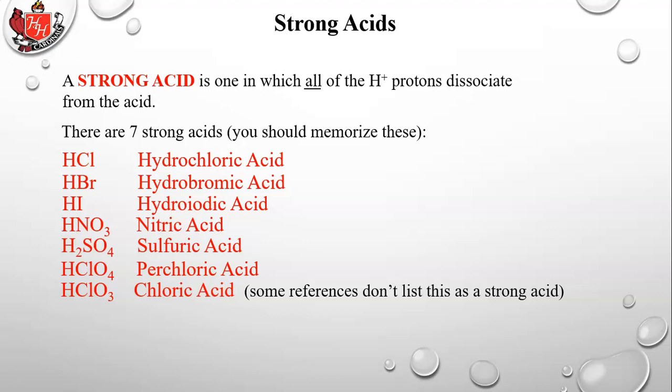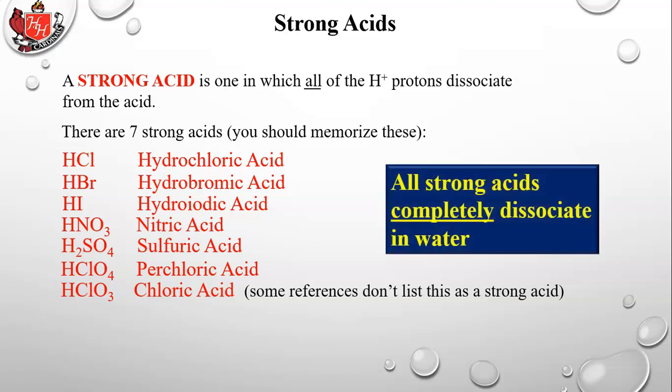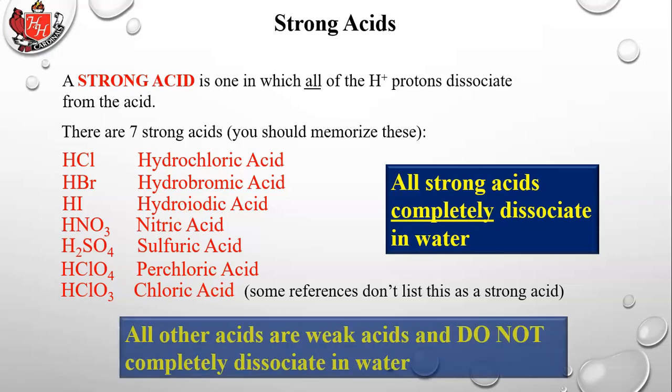Some references don't list chloric acid as a strong acid. Your textbook, Brown, LeMay, Burston, the gray book that you have for this class, lists chloric acid as a strong acid. Another college textbook that I use for reference does not. So why they could not decide, I don't know. But we're going to list it just for the sake of completeness. So we will list chloric acid as a strong acid. So all strong acids completely dissociate in water. All other acids are weak acids and do not completely dissociate in water.